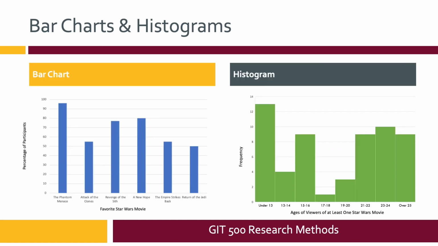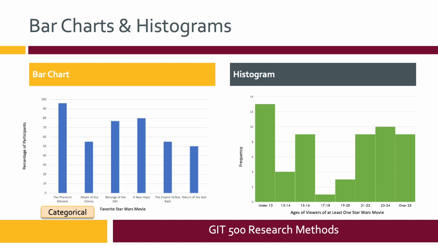For a bar chart, you're going to see categorical variables or values. The one we see on the screen here does have categorical variables. They are, you pick one. There's not variation. There's six things you can pick, and you have to pick one. So that's a categorical value.